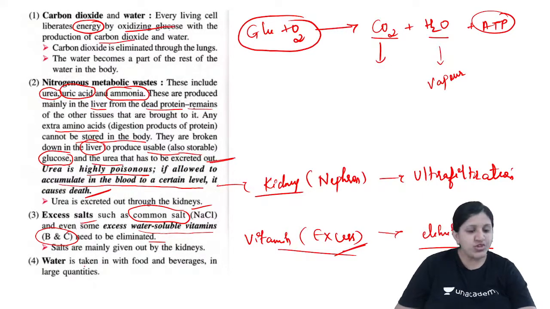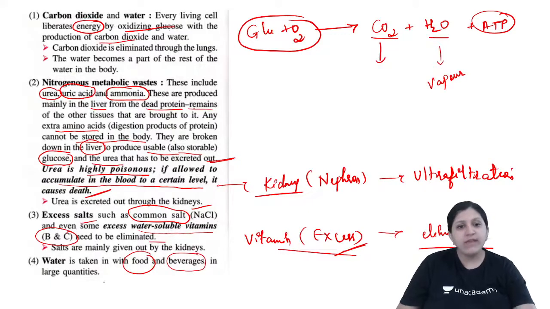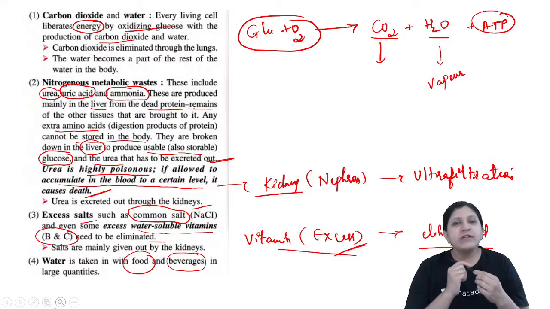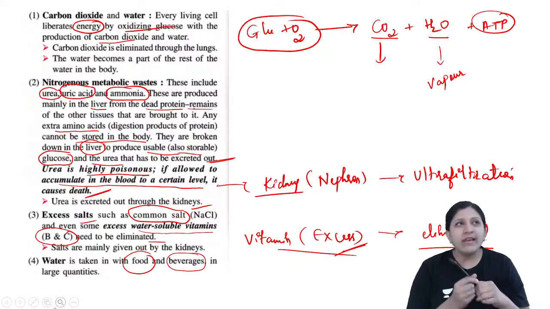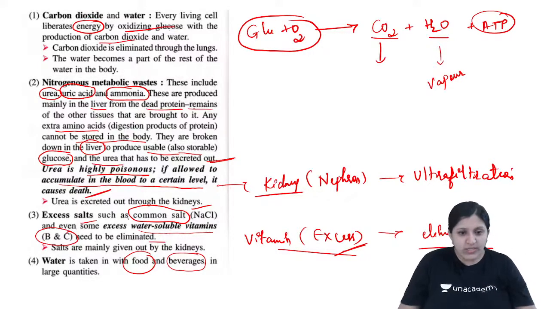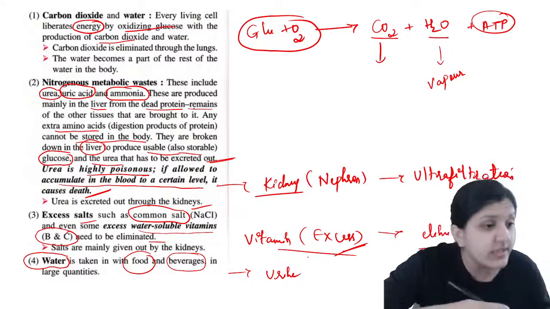Then water, as usual, is taken in with food, as well as the beverages. You might be drinking coke, or any fruit juices, or tea, coffee, so there also you are consuming water. The excess water that is not required by the body can be removed in the form of urine. Is this clear? Any doubt till here?